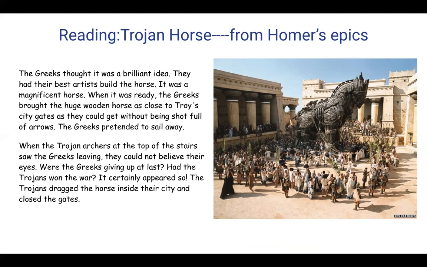The Greeks brought the huge wooden horse, full of arms, as close to Troy's city gates as they could get without being shot. The Greeks pretended to sail away. When the Trojan archers at the top of the stairs saw the Greeks leaving, they couldn't believe their eyes. Were the Greeks giving up at last? Had the Trojans won the war? It certainly appears so. The Trojans dragged the horse inside their city and closed their gates.